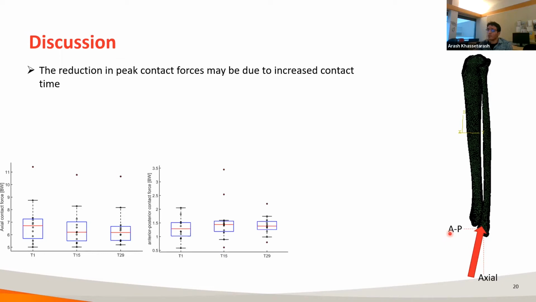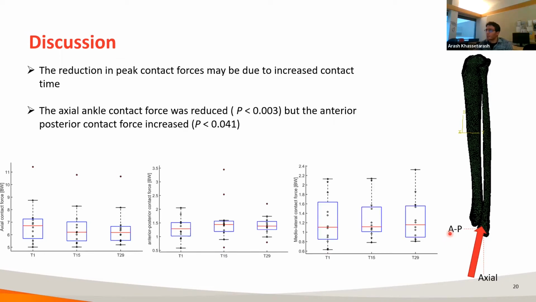The axial component reduced by 8% at the end of the run, but the AP component increased by 12%, and the mediolateral component did not change. So the axial component is actually contributing to compression in the tibio-fibular complex, while the AP component is contributing to the bending. So the reduction in compression with the increase in bending neutralized each other, and the net effect was no change in tibial strains.